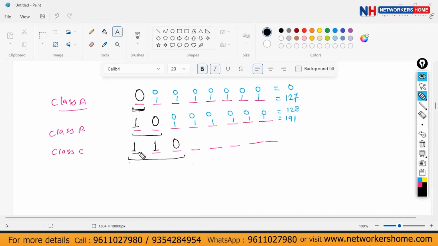Okay. So this will be 110. Again, if you calculate the minimum and maximum values, the minimum will be 0, so 128 plus 64, this will be 192. And the maximum value can be with 1s. So this is 128, 64, 32. Behind 32, all are 1s, meaning 31 will be the sum. These two give 192, and 192 plus 31 is going to be 223.